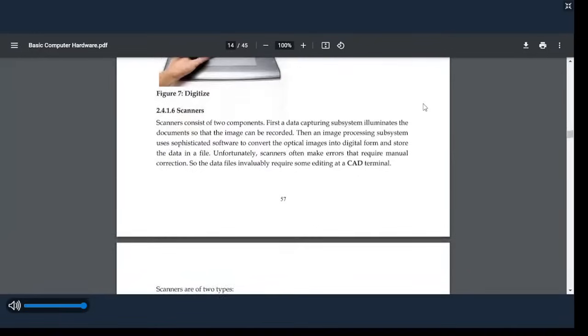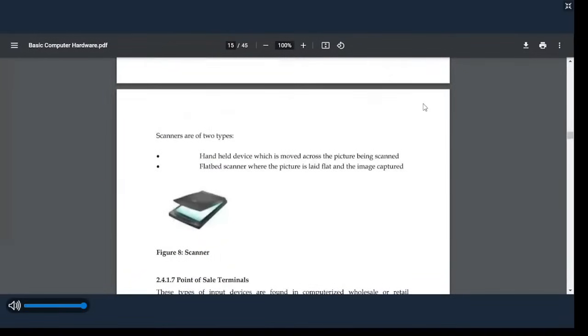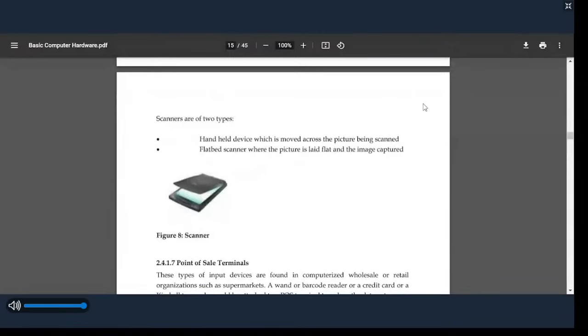So there are several types. We have the handheld and the flat. Can you get the difference between them?